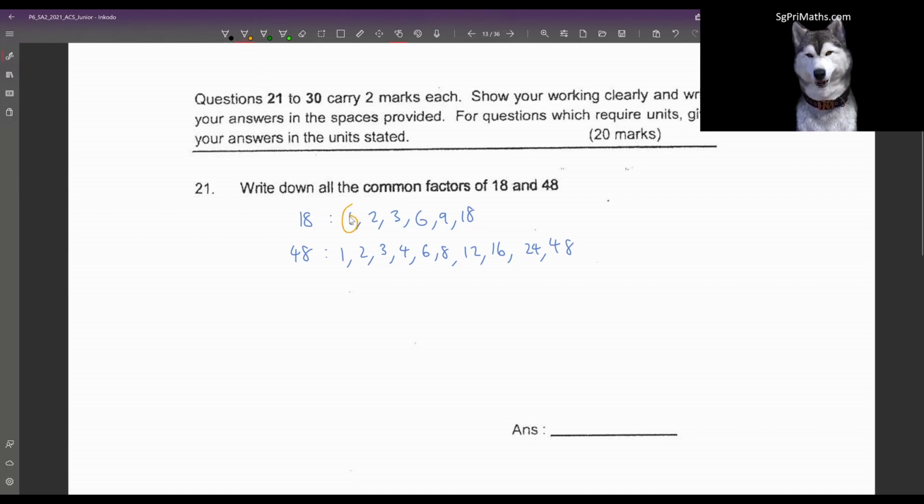So it's 1, 2, 3, 6. 9, nope. 18, nope. So that's it. So it's 1, 2, 3, and 6.